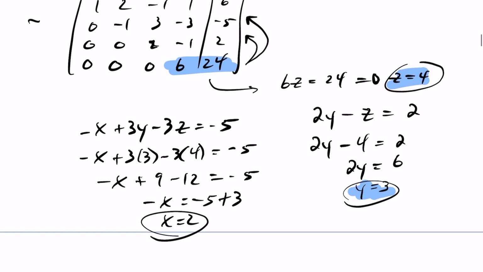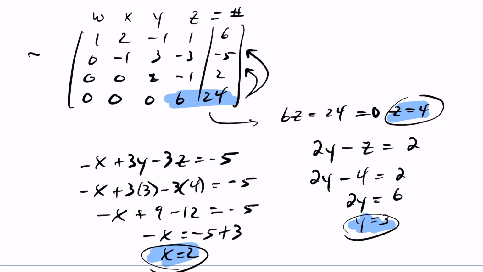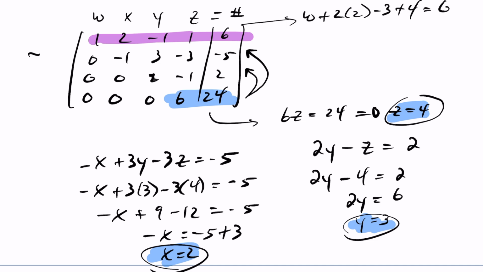So now I know my z, my y, and my x, and just to finish this off, we can go ahead and focus our attention on this first row, and this ends up being w plus 2x, but I know the value of x is 2. Minus y, I know the value of y is 3, and then plus z, I know the value of z is 4, and that has to equal 6, in which case I get w plus 4 minus 3 plus 4 is 6, and we end up getting here w is going to end up equaling 1.